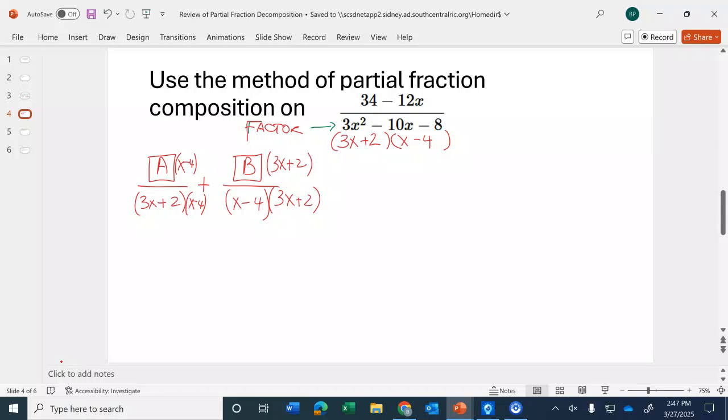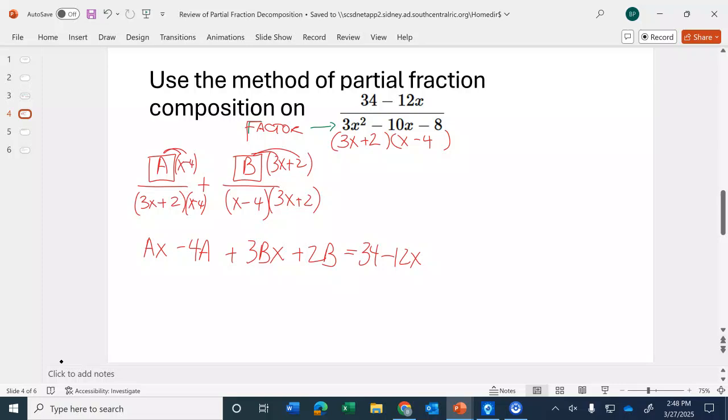Now let's go through and do that. If I multiplied the numerator up on top, I would have ax minus 4a plus 3bx plus 2b, just distributing through all of those pieces. Now if I go back to the original question, it said that my numerator really needs to be 34 minus 12x.